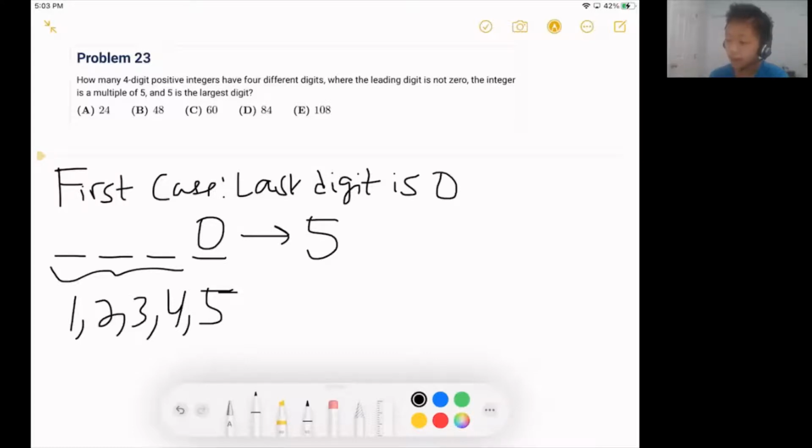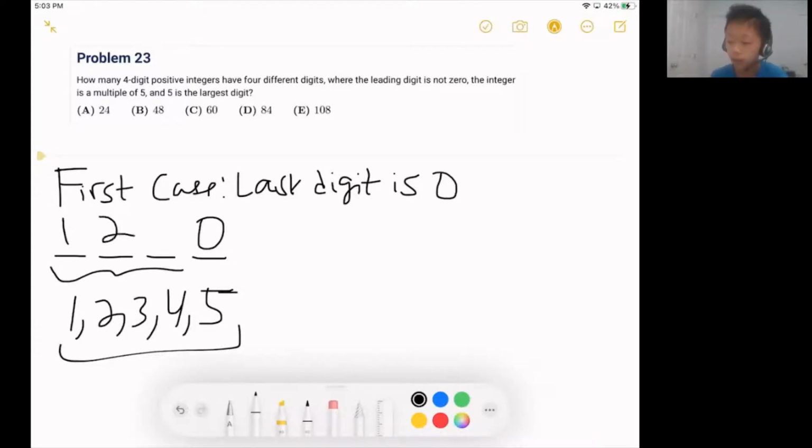Or actually, before we get to that, we have to also be really careful. It's true that the only possible digits are 1, 2, 3, 4, 5, but we're given 5 is the largest digit. So that means you have to use 5. You can't only use 1, 2, 3.